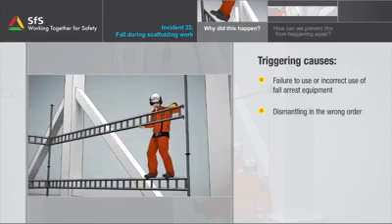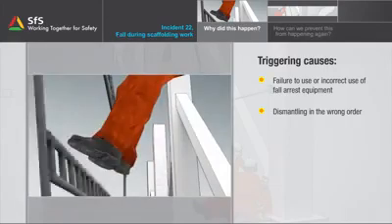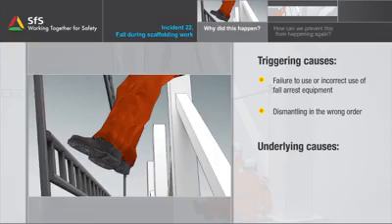The scaffolding was not dismantled in accordance with requirements and good working practice. In this instance, dismantling the scaffolding in the wrong order led to a standard being left unsecured and a ledger swinging out. The underlying causes mainly relate to poor communication and a lack of risk assessment.